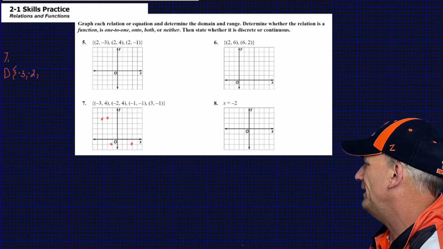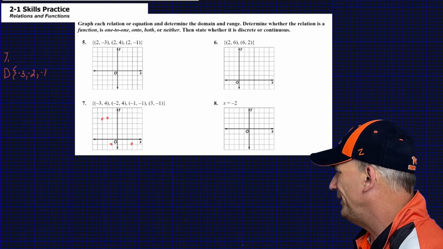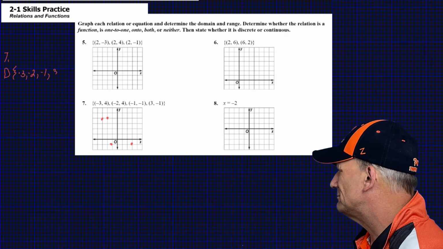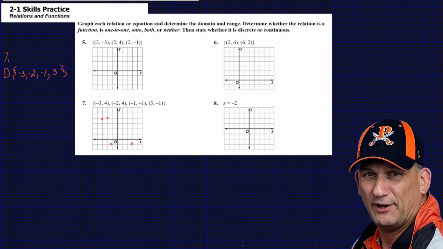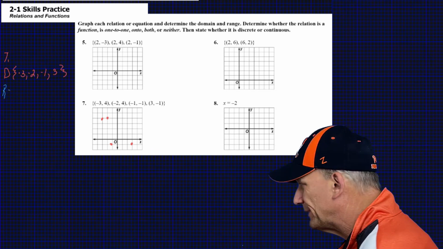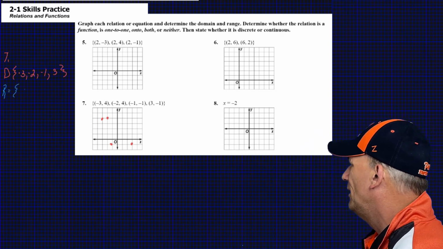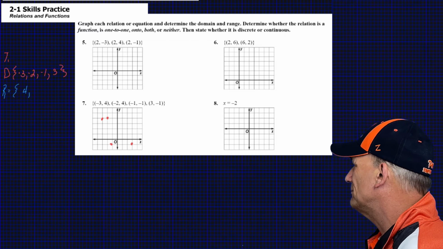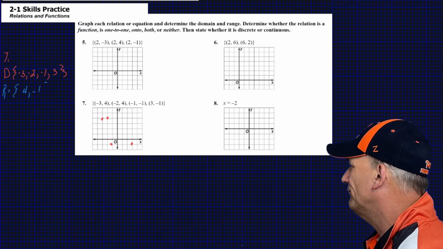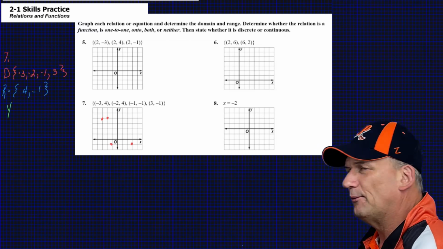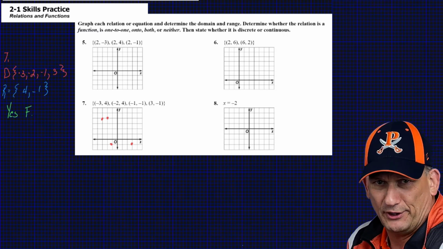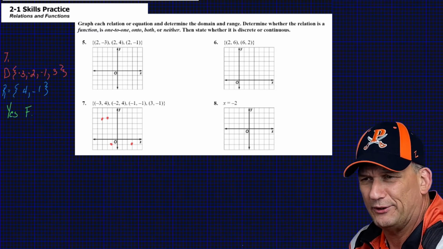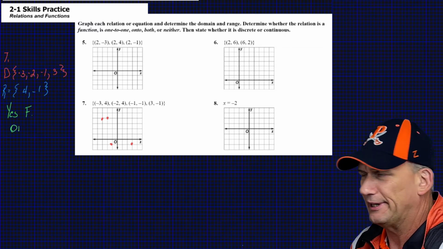Now, what's the domain? -3, -2, -1, and 3. Those are all the x values. That's what domain means. Okay, let's go back to the graph. The range: 4, 4, -1, and -1. Now when we list the range, we only have to do those numbers one time, even though they show twice, 2 4s and 2 -1s, we're only gonna list it one time, okay?